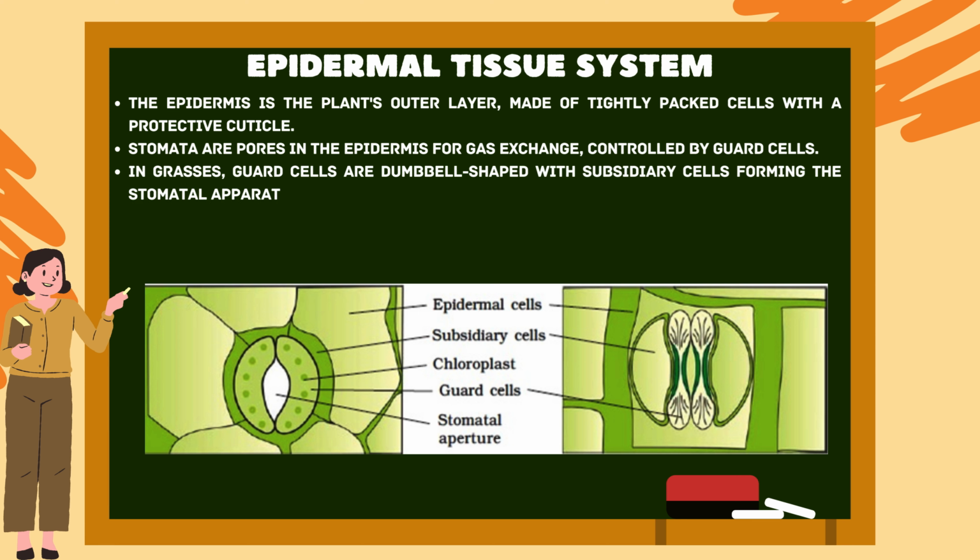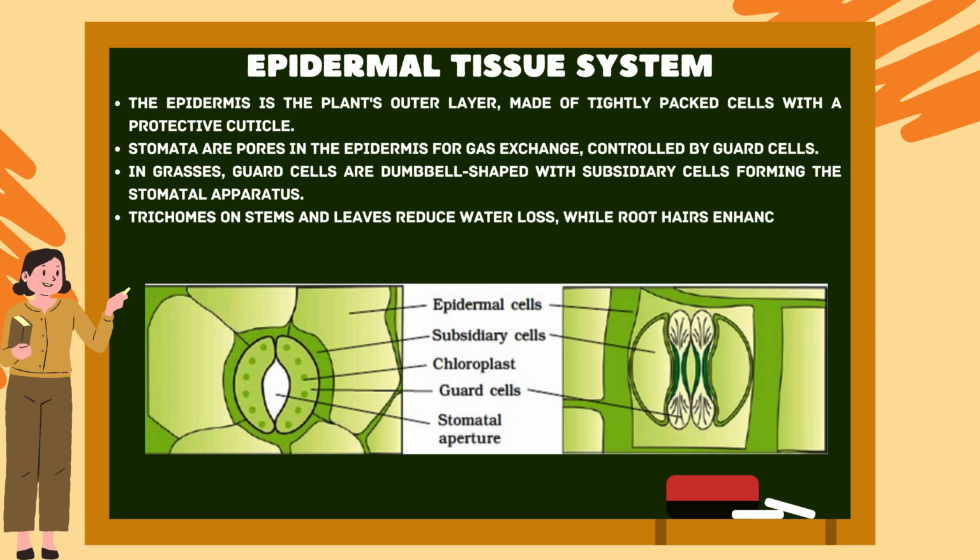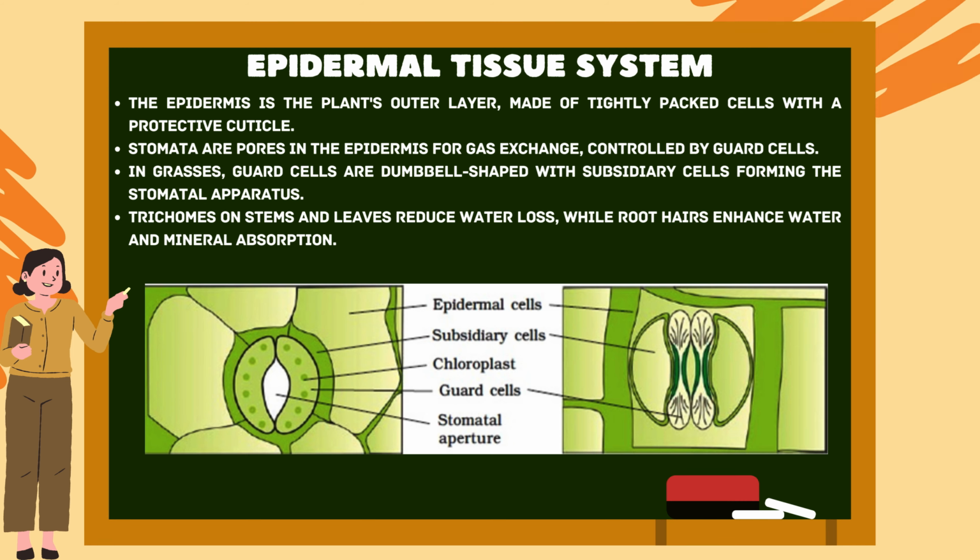Epidermal cells are usually thin and filled with a big bubble-like vacuole. They are covered by a waxy layer called cuticle, which helps keep water inside, kind of like how our skin keeps moisture in. Stomata are tiny holes in the leaf skin, allowing plants to breathe and release excess water. Each stomata has two guard cells that control its opening and closing. In grasses, these cells look a bit different, more like dumbbells. Surrounding the guard cells, there are some other special cells called subsidiary cells.